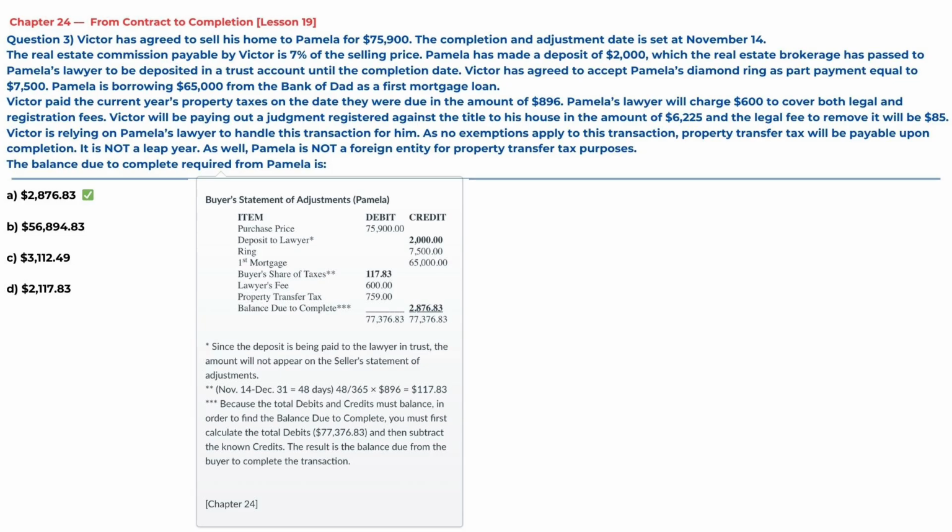first calculate the total debits, $77,376.83, and then subtract the known credits. The result is the balance due from the buyer to complete the transaction.